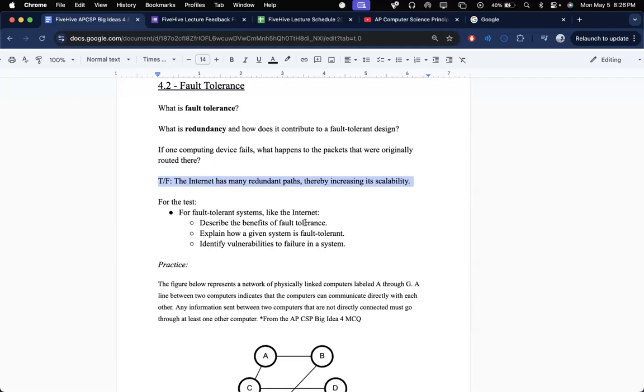Right. So for the test, we want to be able to describe the benefits of a fault tolerant system, explain how a given system is fault tolerant or is not fault tolerant, right? And identify vulnerabilities to failure. So vulnerabilities are just the opposite of redundant paths, right? Which means it's just not redundant. So then it's vulnerable, right? Because if you happen to have one data center go down and it's a vulnerable system, that could impact many other data centers, right? Or computing devices.